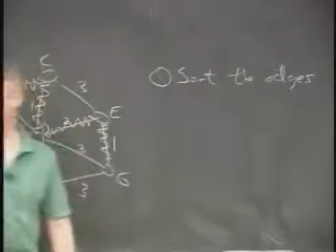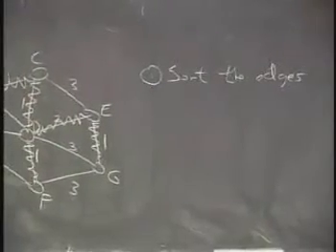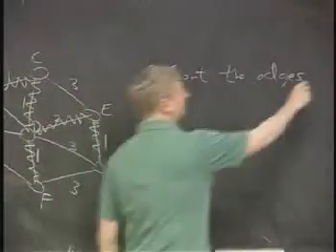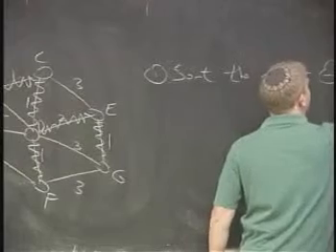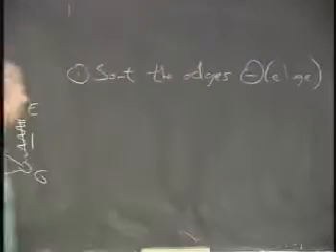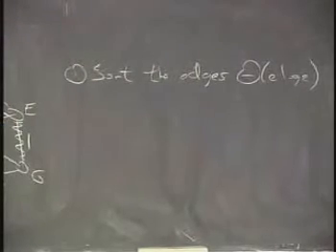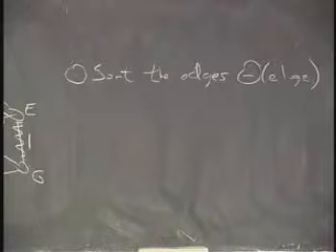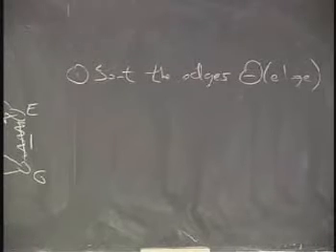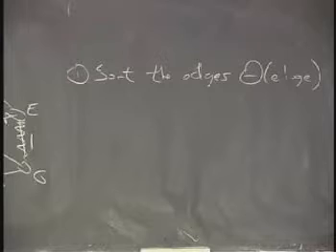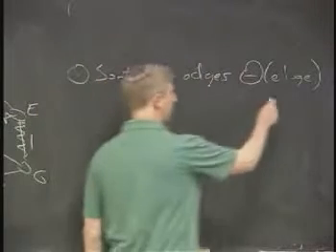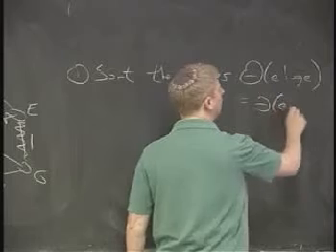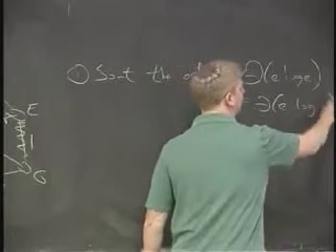How long does that take? Let's analyze it as we go. E log E. Now, E can be at most n squared. So this is like n squared log n squared in the worst case. And log of n squared is 2 log n. Right? So this is the same as E log n.